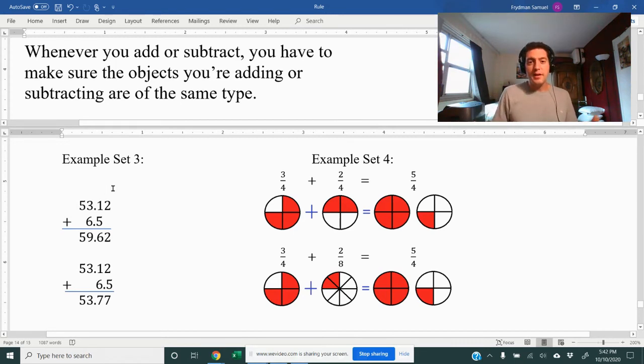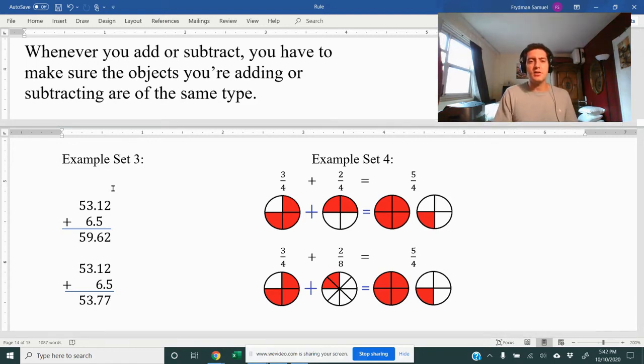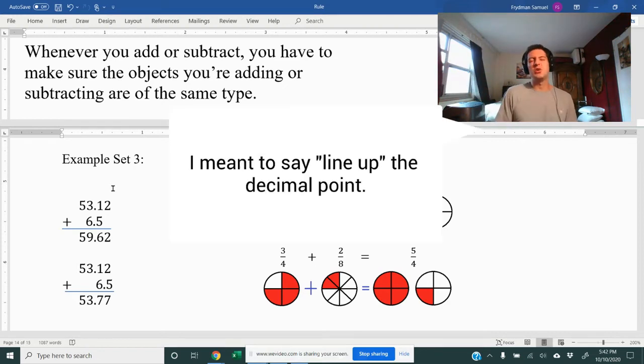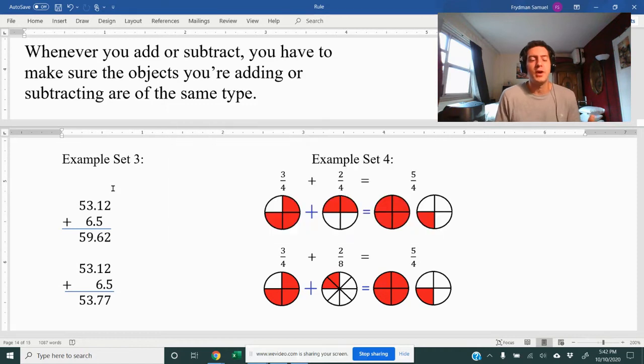Do you remember why that is? Why do you always have to line up the decimal point if you're adding or subtracting decimal numbers? Why was your teacher so strict about that and didn't just let you do it with the decimal points not lined up, which would have been so much easier for you, right?